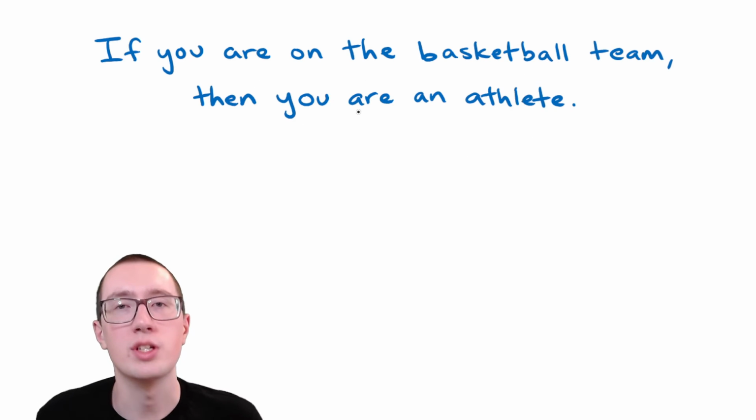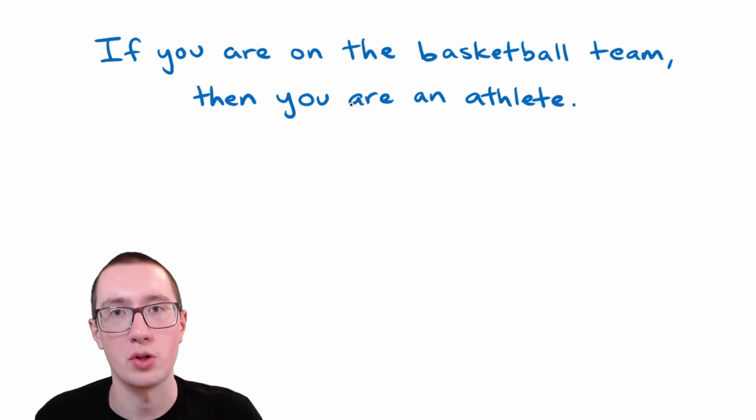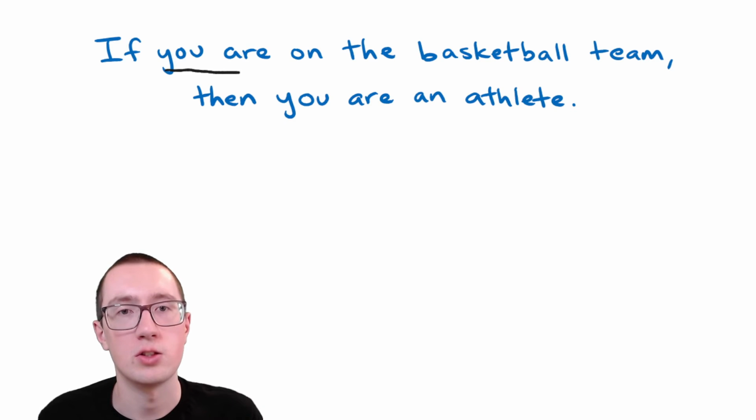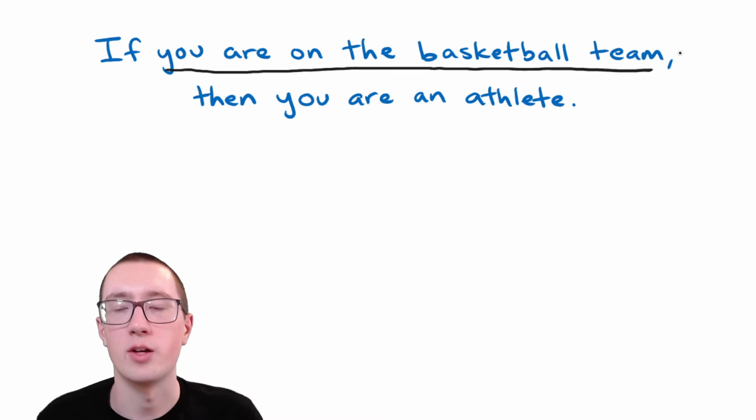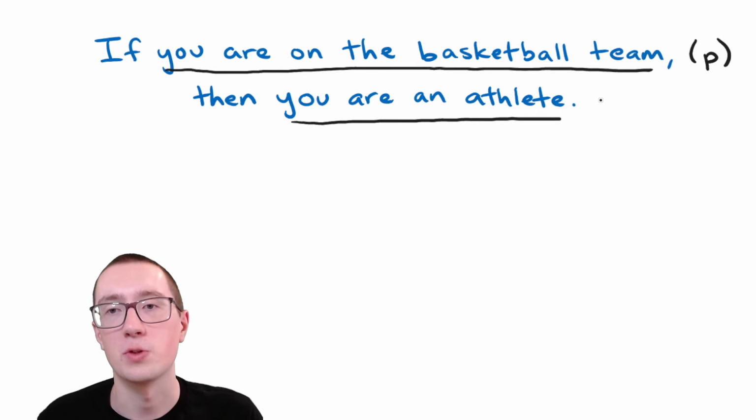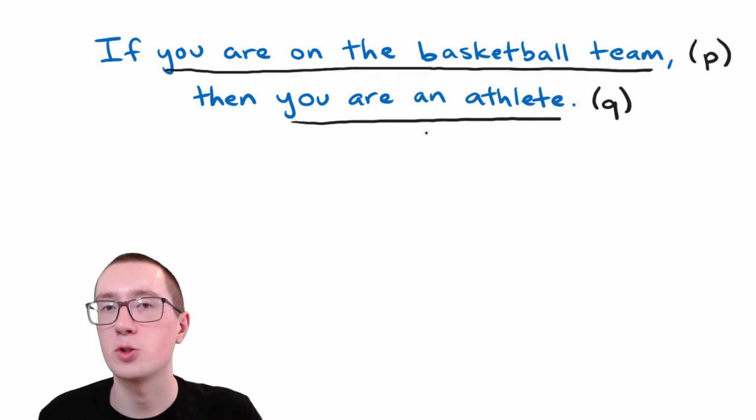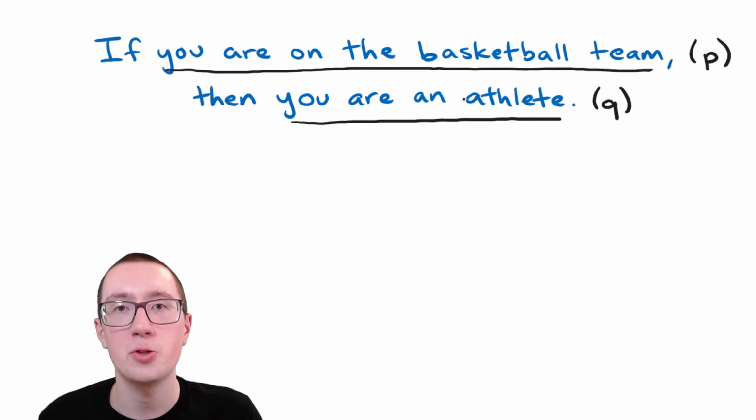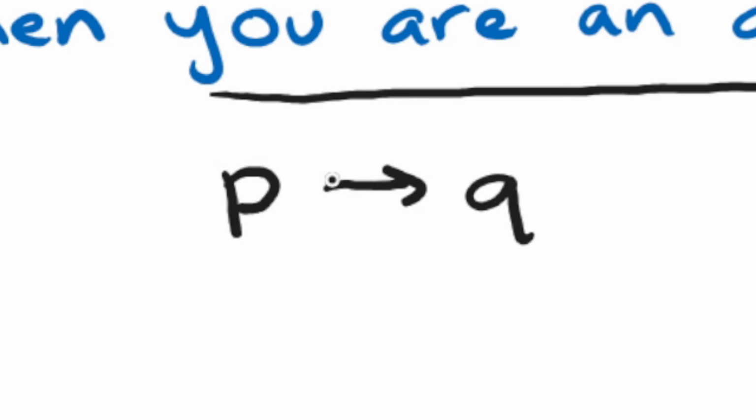That's like the definition. So this is actually two statements with two different letters. So the first statement is you are on the basketball team. And we're going to give this the letter P like we did before. But we actually have another statement here, which is you are an athlete. And we're saying that that's true if P is true. So for the second statement, we'll give this the letter Q. Now, if you're trying to say that if P is true, then Q is true, then we use an arrow. So to symbolize this, we're going to put the letter P and an arrow pointing to the letter Q, because we're saying that if P is true, then Q is true.